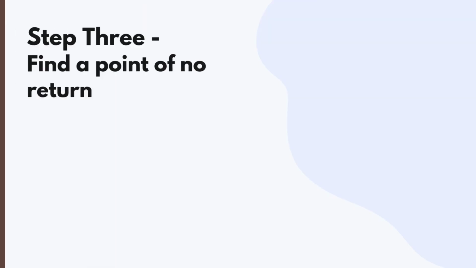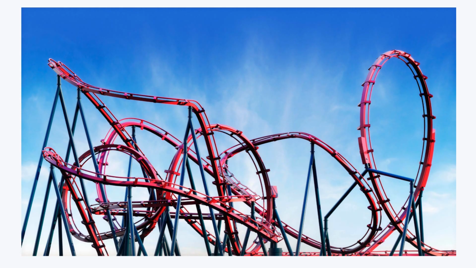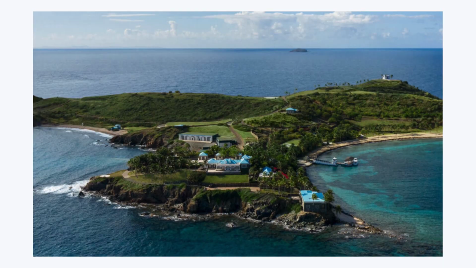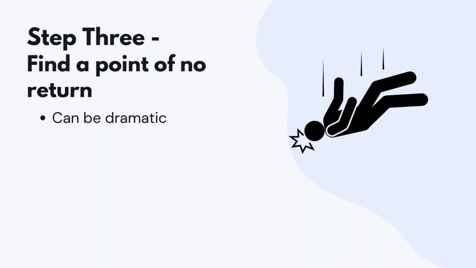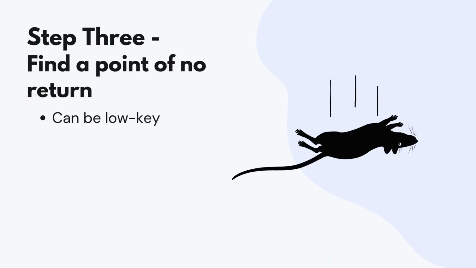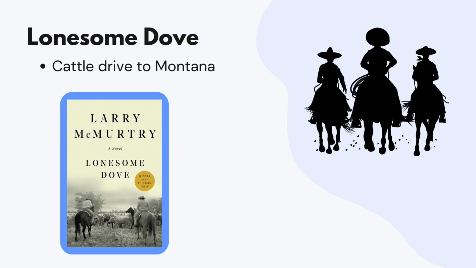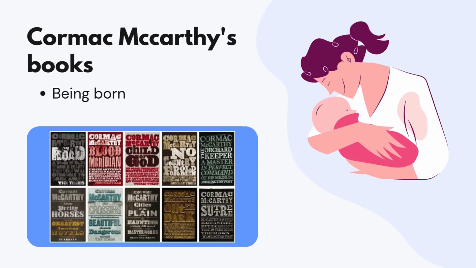Step 3. Find a point of no return. Think of your character arc like a roller coaster or Jeffrey Epstein's Private Island. There's no getting off until it's over. At a certain point in your story, your character should make a choice that will forever change them. It could be something dramatic, like pushing a best friend off a tall building, or something low-key, like pushing a gerbil off a tall building. In Lonesome Dove, this is when the cowboys set out for Montana on their cattle drive. In Anything Cormac McCarthy writes, it's basically the moment any character is born.